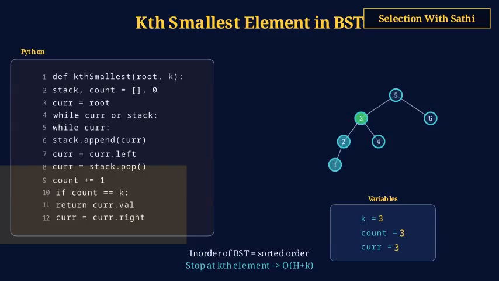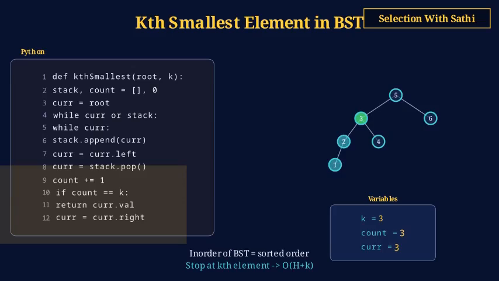Lines 5 and 6 push the left chain onto the stack. Line 8, pop a node and increment the counter. Line 10, if counter equals k, we have found it. Return immediately. No need to traverse the entire tree. Time is O of h plus k.